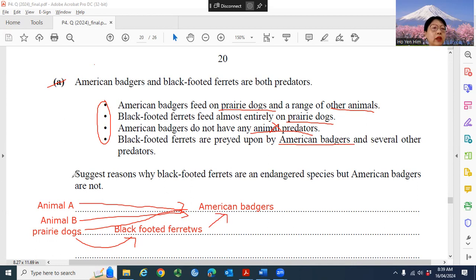The question asks a student to suggest reasons, means a few reasons, why black-footed ferrets are an endangered species but American badgers are not. Your answer must be based on this: they only feed on prairie dogs, versus American badgers feeding on 3 of them. So the supply is larger in variety for badgers and less for ferrets. Then black-footed ferrets can be consumed by American badgers, which would reduce their numbers, but American badgers have no other carnivores that feed on them.